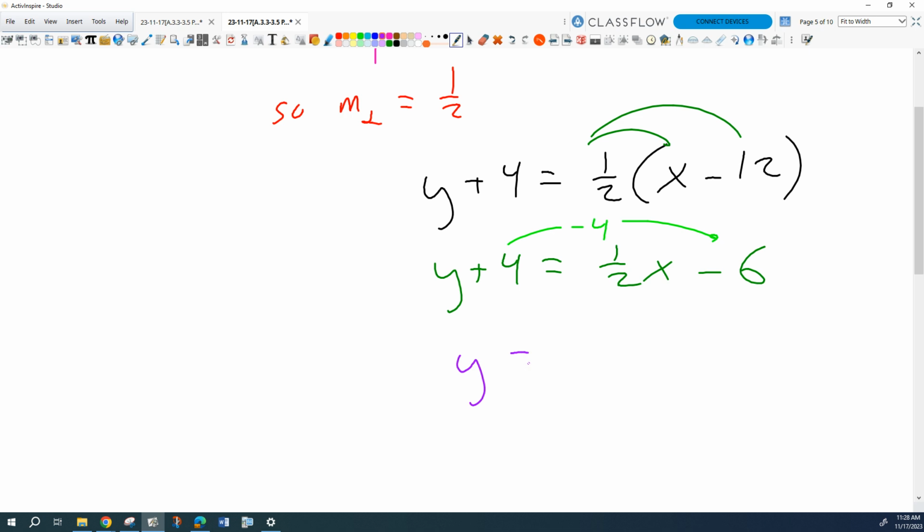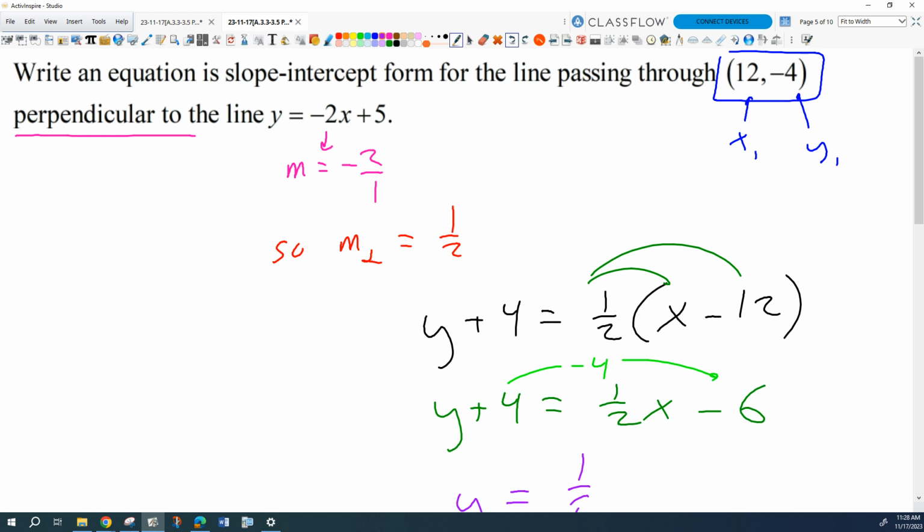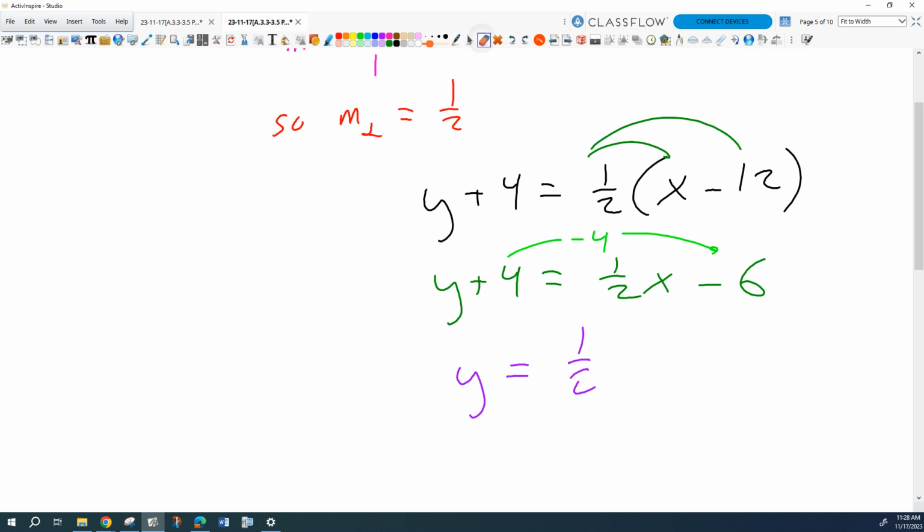So then I get y by itself equals what? 1/2 x. You can't read that, can you? Oh my goodness. Let's get this so it's legible for our notes. So 1/2 x minus 10. There it is.